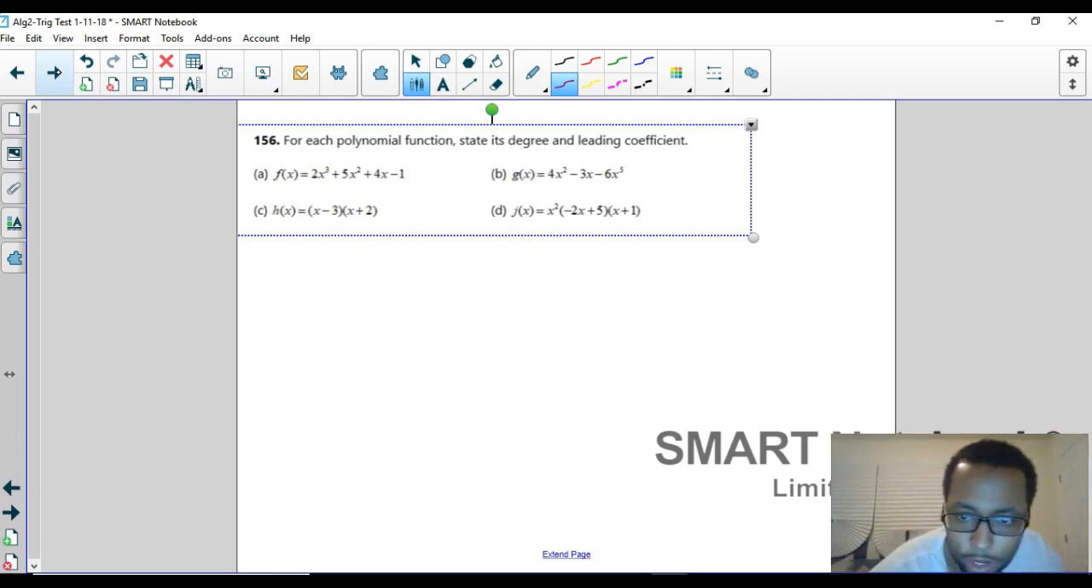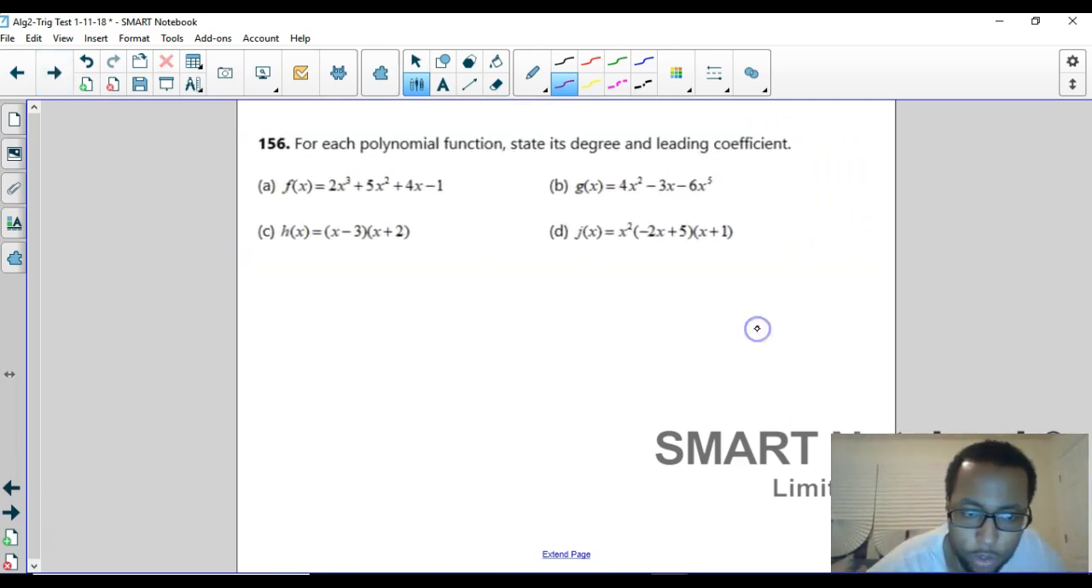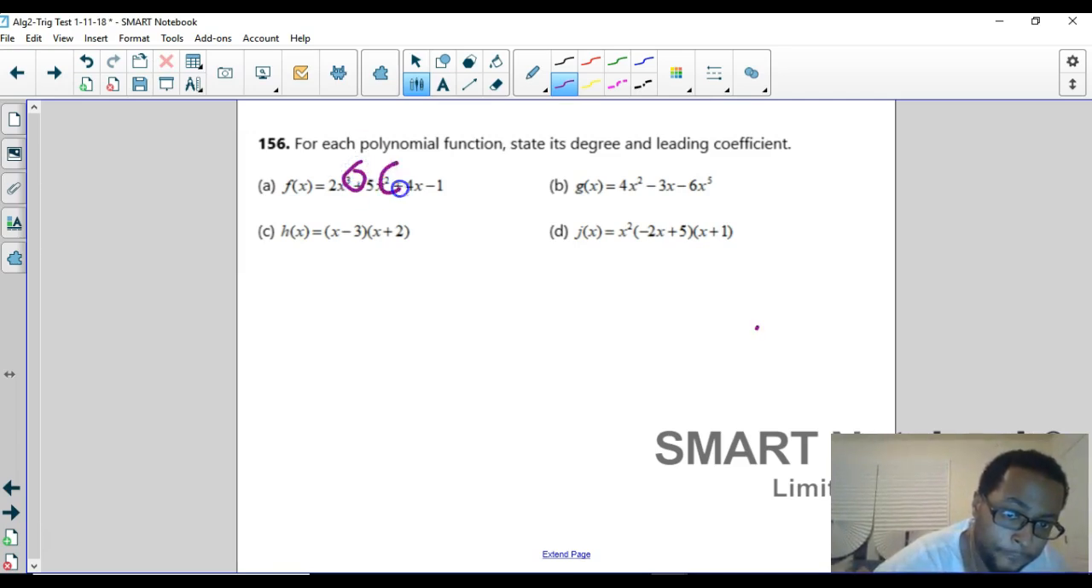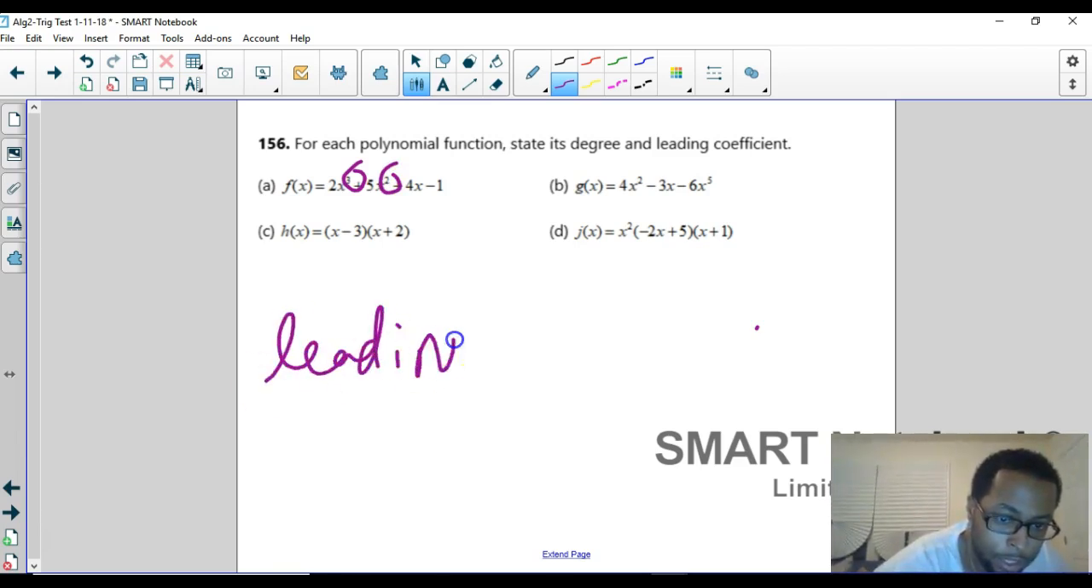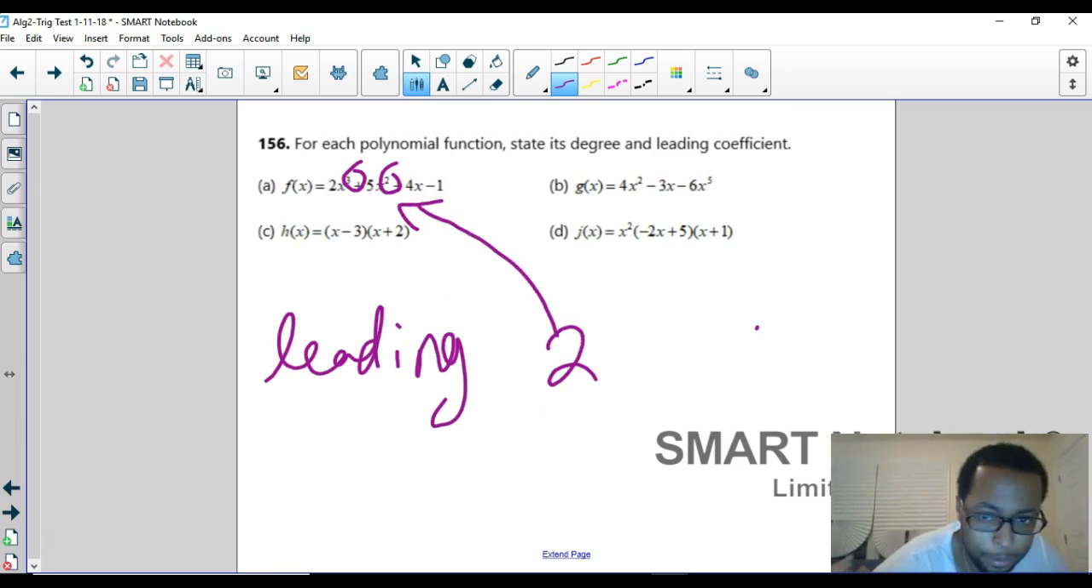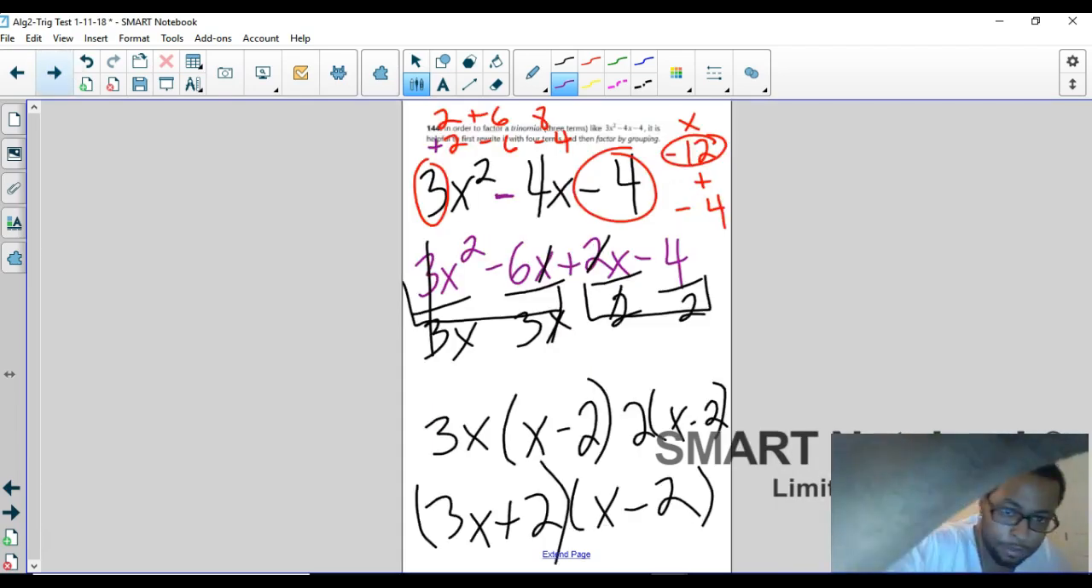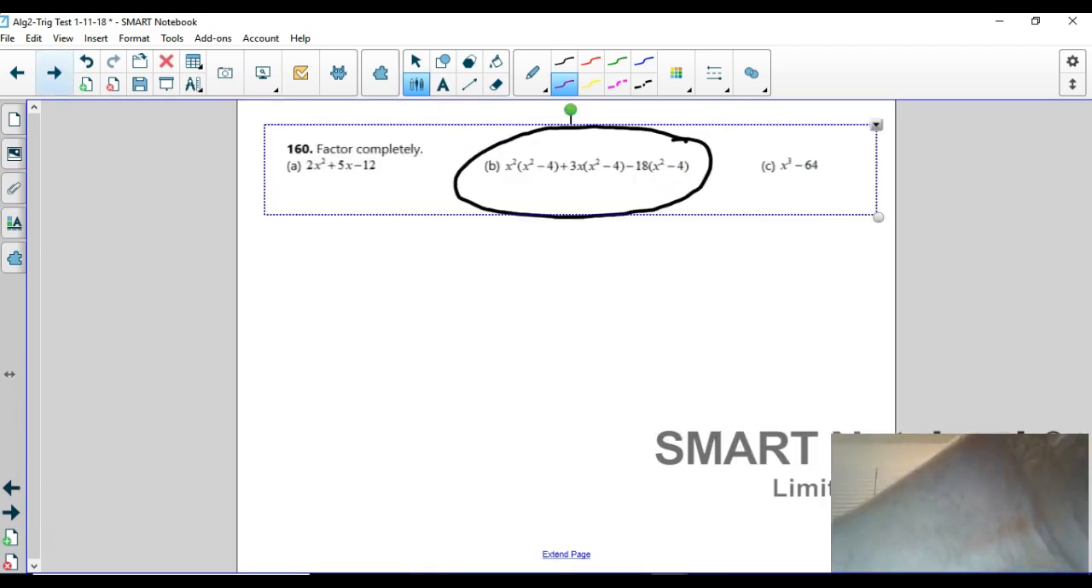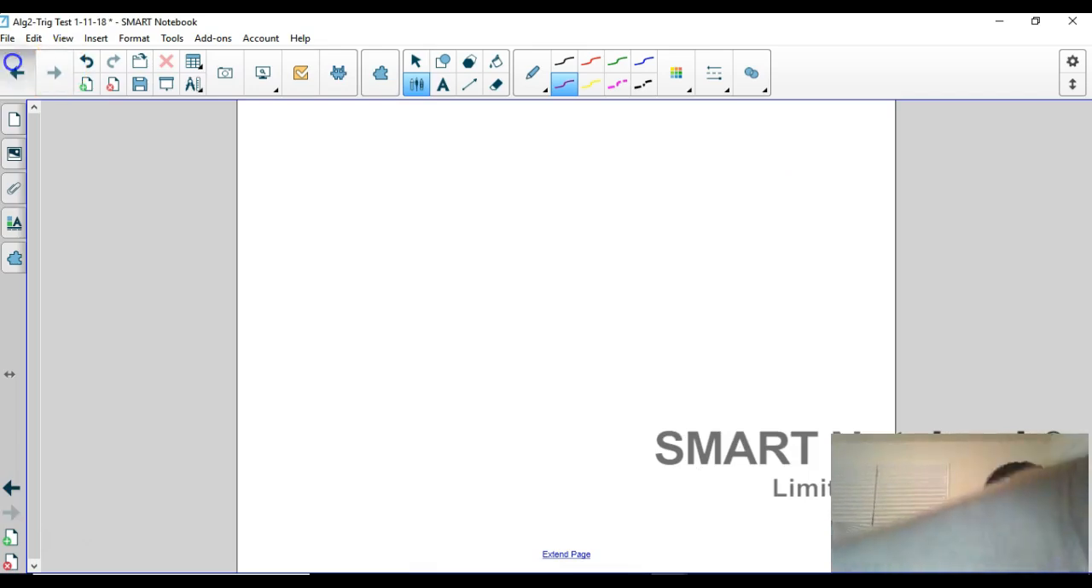Again, we talked about the degree and leading coefficient. So again, the degree is going to be the exponent, right? The leading coefficient is going to be 2. Why is it going to be 2 for the first one? Because that's the highest exponent, okay? For this one, it has to be negative 6 because that is the highest exponent, okay? I think that's pretty self-explanatory. Okay, I think we're going to do this last one. I think we are done.